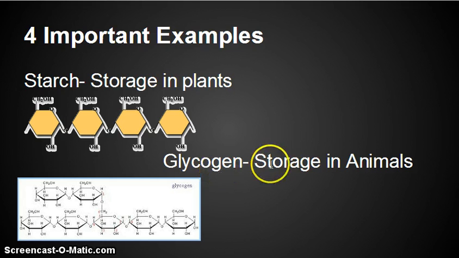Glycogen is for storage in animals. So you store glycogen in your body. Glycogen is stored in the muscles and the liver of animals, and this is what we use for energy before we use fat. It's pretty much the same thing, but it's a chain, and then we branch off here. So as you can see, it's a branched polysaccharide, and we again use those monomers and we branch them together.